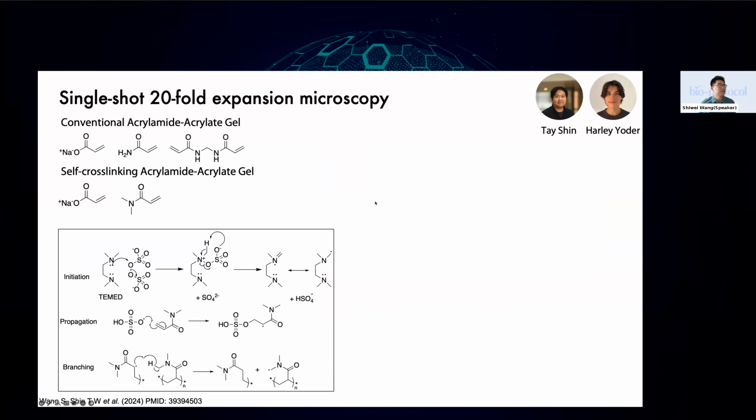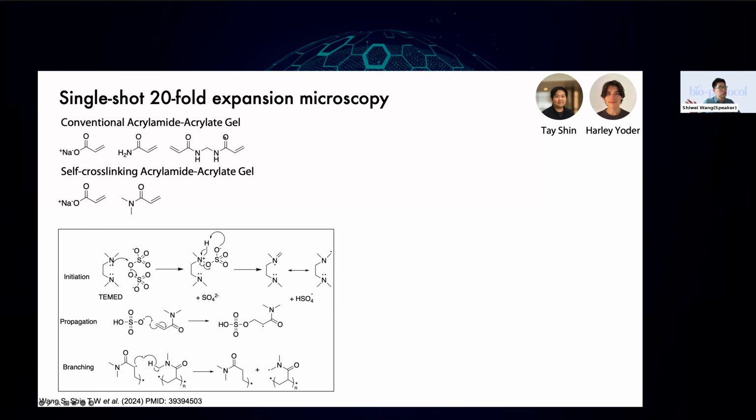So what's so different about this gel? The main difference is that in the conventional acrylamide acrylate gel, which is used by almost all the one-shot expansion protocols, we add sodium acrylate, which is what provides the ionic pressure for the gel to expand. We add acrylamide, which is a key component of the gel network. But at the same time, we add this bis-acrylamide that has 2 reactive moieties that can act as a cross-linker between different polymer strands. And that's what holds the gel together.